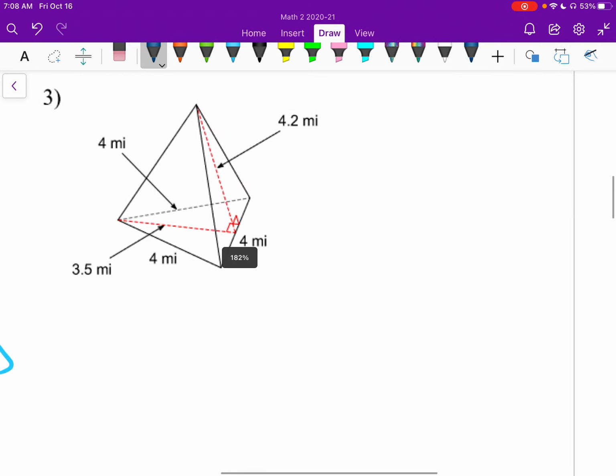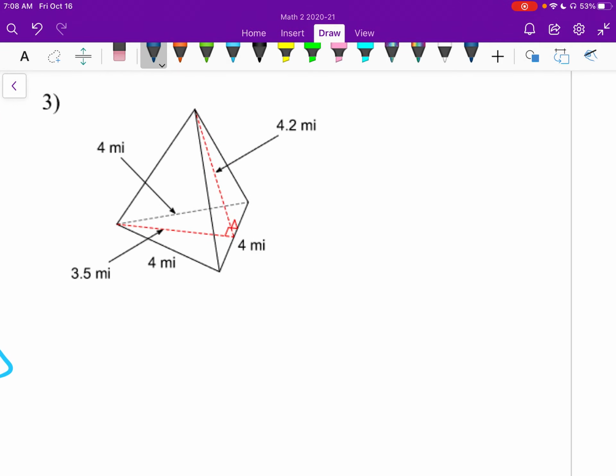Number 3, here we have a triangular pyramid. It's a pyramid because they all come up to a point. It's triangular because it has a triangle on its bottom, or on its base. So for starters, let's look at this triangle that's on the base. We only have one of those.